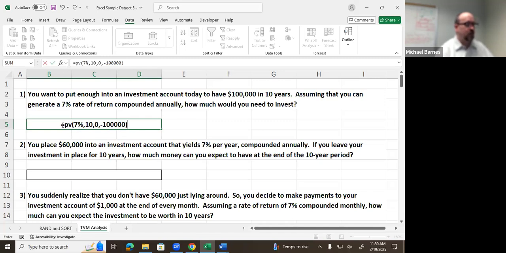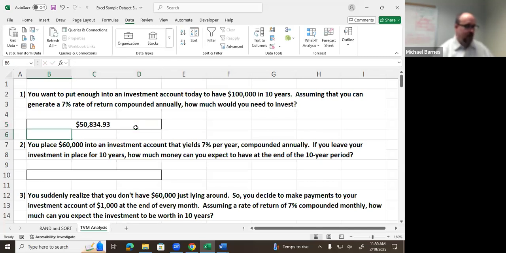By the way, if you're asking, can we just put a negative sign at the beginning? That's perfectly fine too. You can do either one of those. But if I do that, we get $50,834.93. So assuming that I get a 7% rate of return compounded annually, in 10 years that $50,000 will return $100,000.